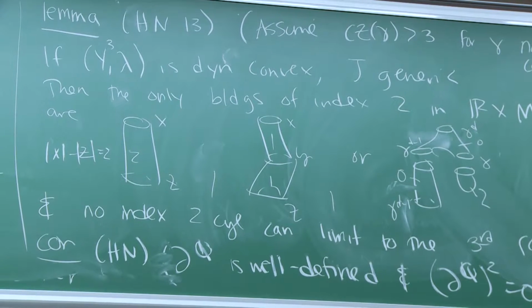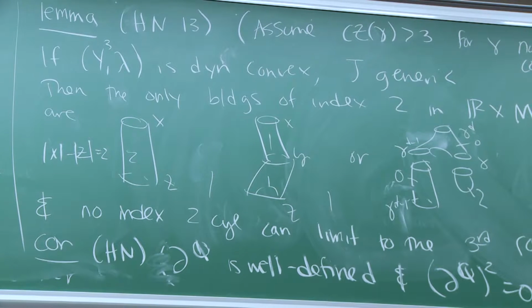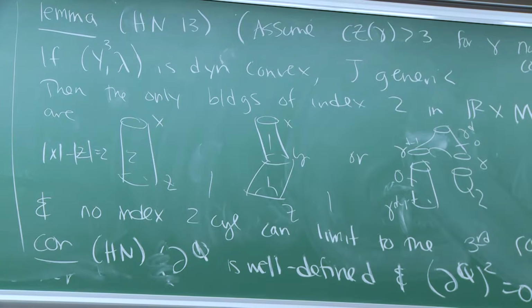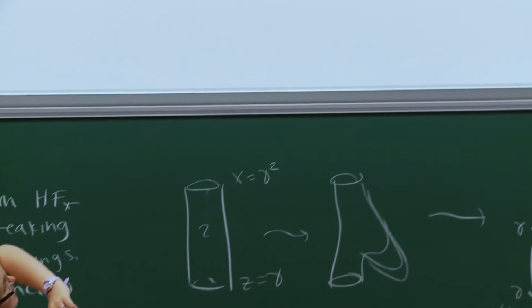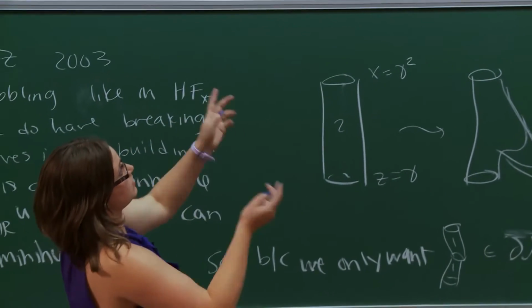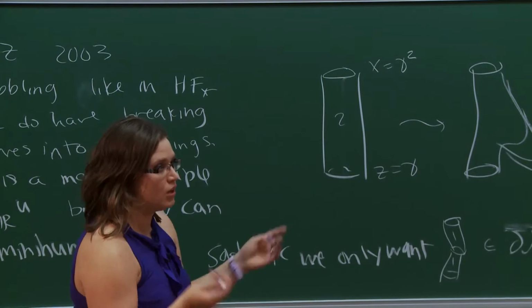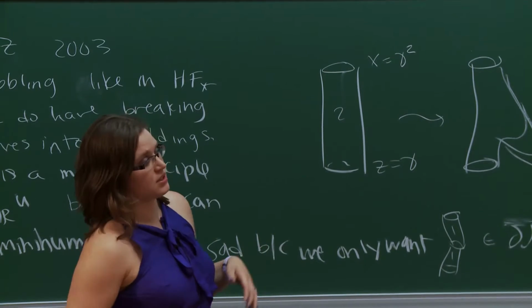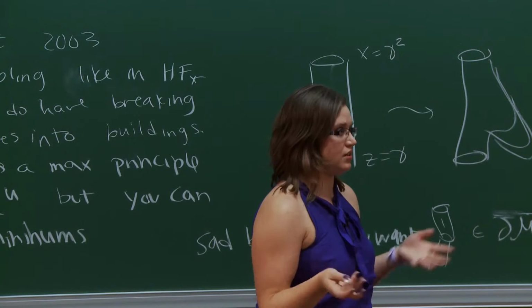And then you also, yeah. And then you're also using automatic transversality and some index stuff, and proving that those are the only 3 types of buildings, and that's also what's getting you the transversality you need to say that the differential is well defined. So we also prove that all index 1 and index 2 cylinders and sublectizations are cut out transversely.